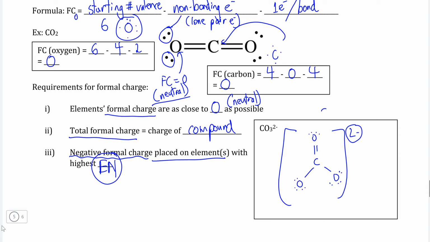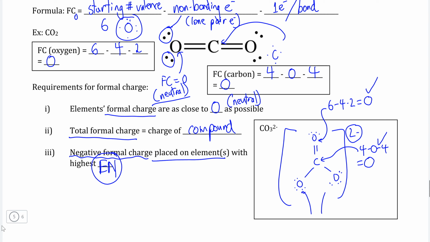So if we do some quick calculations here, oxygen starts with 6 valence electrons. There are 4 non-bonding lone pair electrons and 2 bonds, which means that this oxygen here has a formal charge of 0, so we're good. The carbon in the middle, carbon starts with 4 valence electrons. There are no lone pairs in the structure, and 1, 2, 3, 4 bonds. So 4 minus 0 minus 4 is a formal charge of 0, so we are good as well.